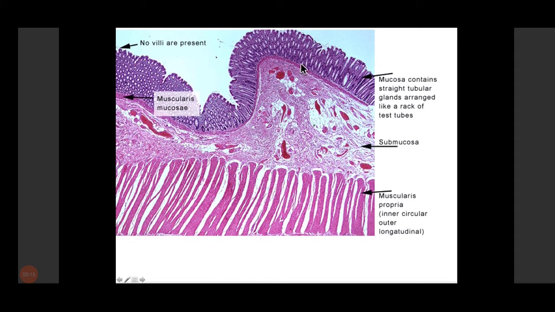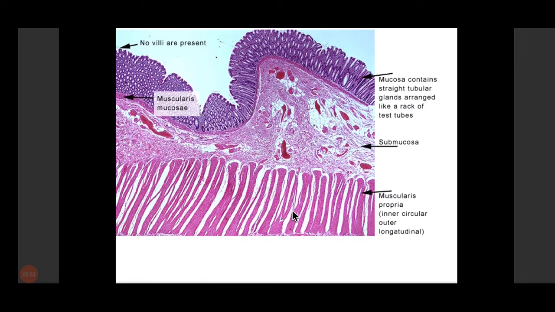The second thing is, below the mucosa is the muscularis mucosae, then the submucosa and the muscularis propria, as you all know. And the pattern of arrangement of the crypts or the glands in the mucosa is very uniform. It is almost like a rack of test tubes. So the glands are all parallel to each other, and the long axis of the gland is perpendicular to the surface.